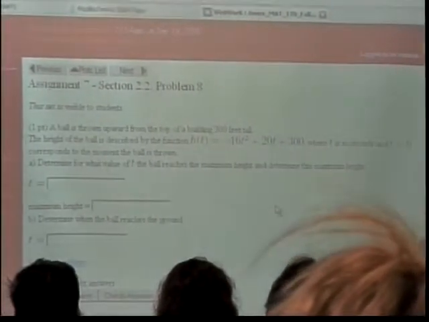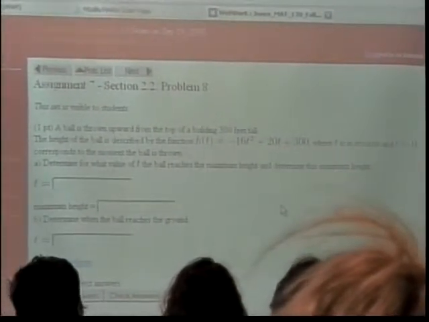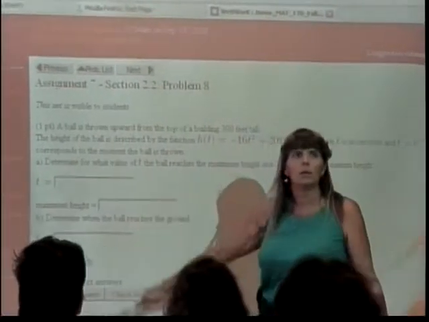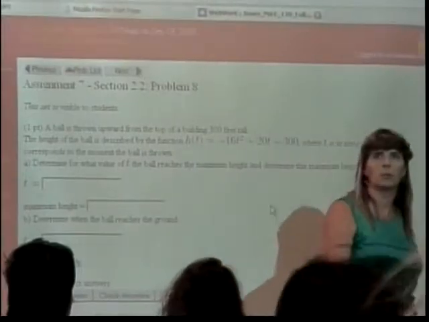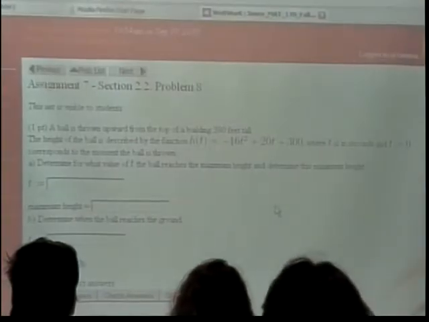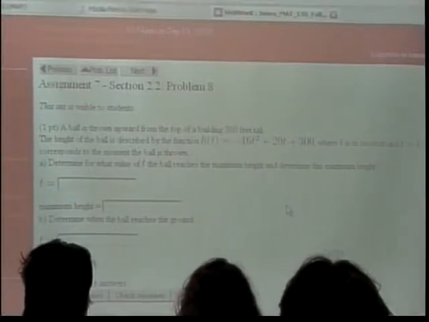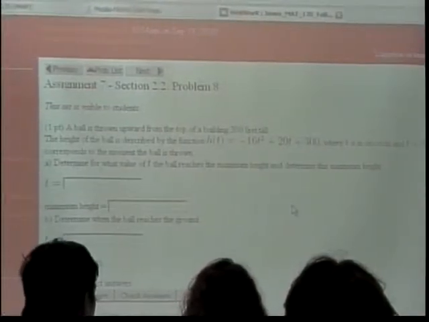When does the ball reach the ground? What's the x coordinate? The x coordinate is the time, right, and the y coordinate is the maximum height itself. Right, and so then what about when it reaches the ground? That's not going to be a negative number, because it starts at 300 feet, but that's when time is 0.